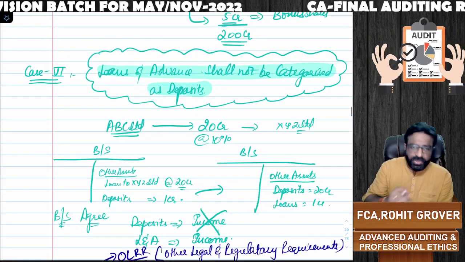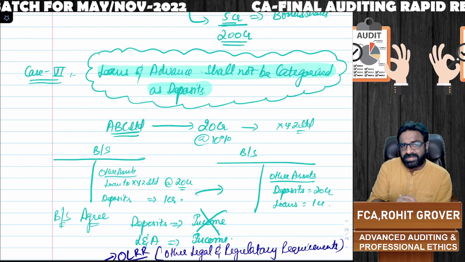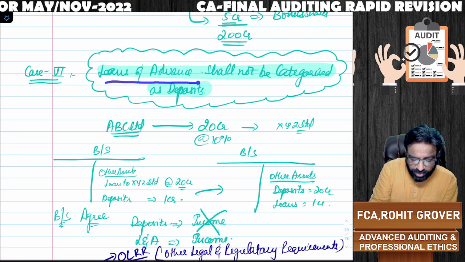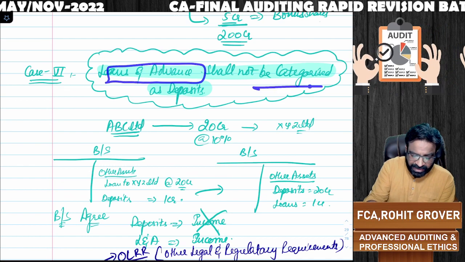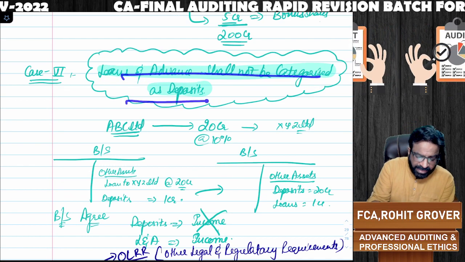Next point, what is your duty to inquire? Number 6. You should be very careful in this area. You should not allow your client to show their loans and advances to be categorized in the form of deposits. Loans and advances shall not be categorized as deposit.